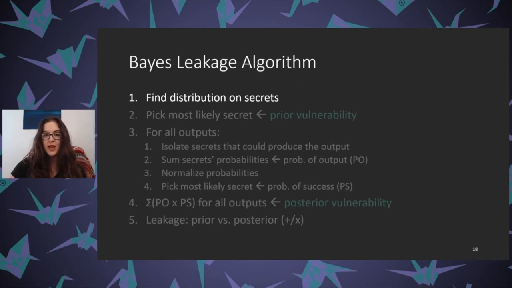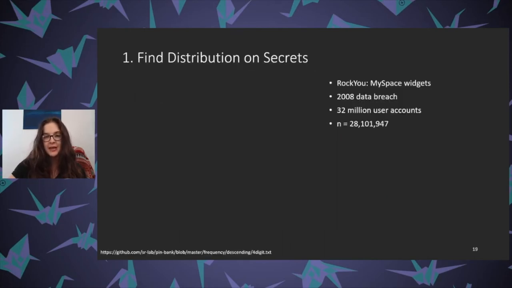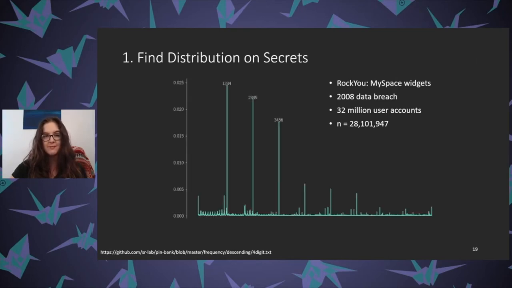For some secrets, we can make the assumption that all secrets are uniformly likely, but we know for key codes that this isn't the case. Some of our 10,000 possible key codes are much more likely than others. Thankfully, kind of, there's a lot of data breaches with this information. For example, there's the Rockyou dataset. They made widgets back from MySpace back in the day, and in 2008, 32 million user accounts stored in plain text got breached. This data contained 28 million key codes, and this nice page on GitHub has the key code frequencies from which we can get the distribution on the secrets.